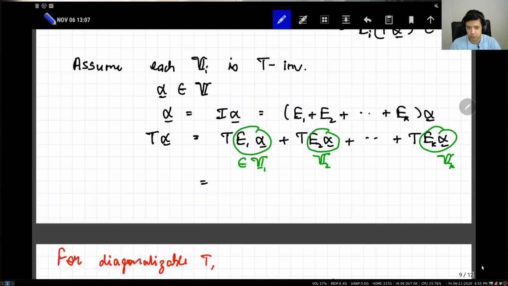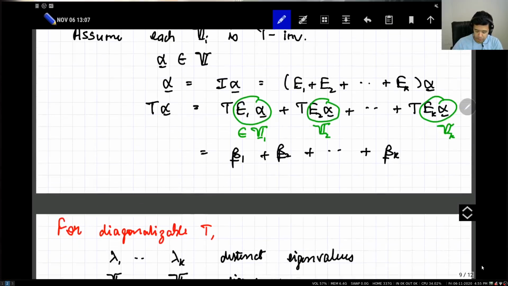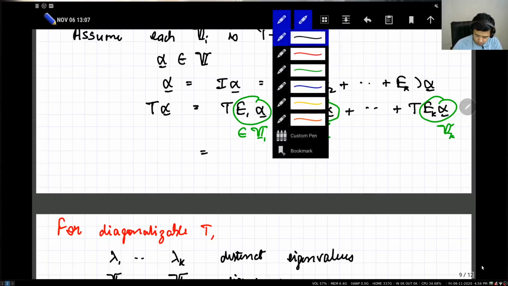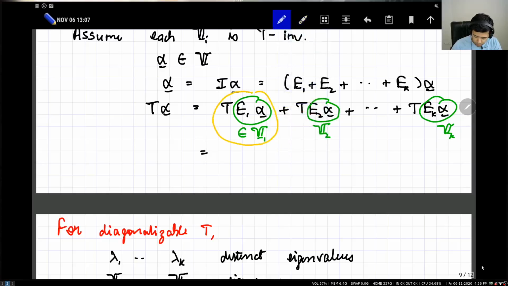Since each of these subspaces is T invariant, T times E1 alpha should give you another vector in V1, T times E2 alpha should give you another vector in V2, and so on. I could write this as beta 1 plus beta 2 up to beta k, but let me not do that, why introduce unnecessary notation? So each T EI alpha is in Vi: TE1 alpha is in V1, TE2 alpha is in V2, and so on.